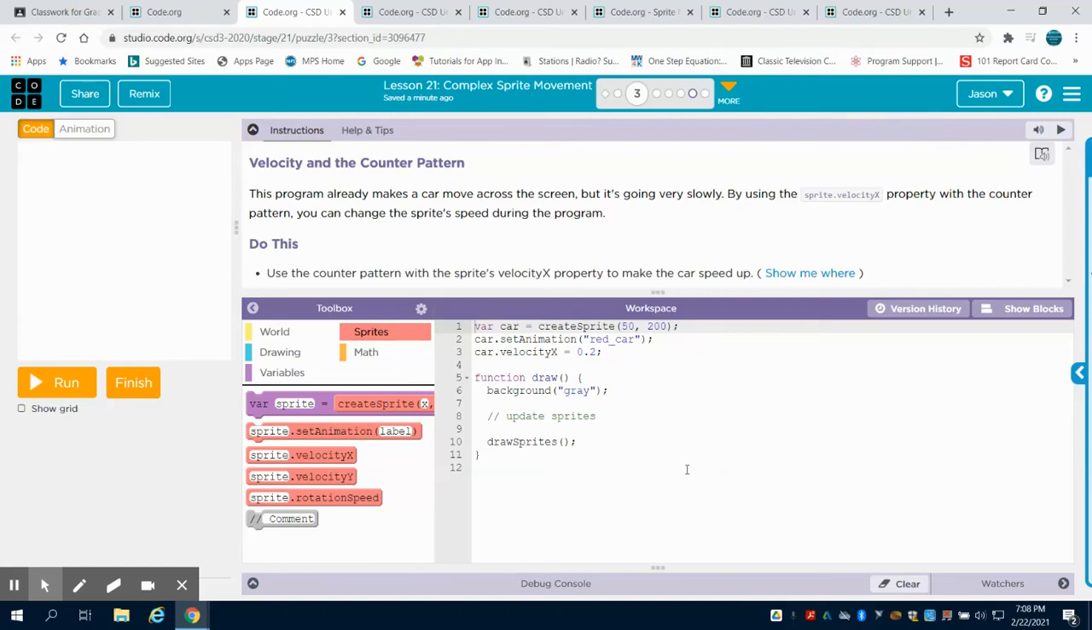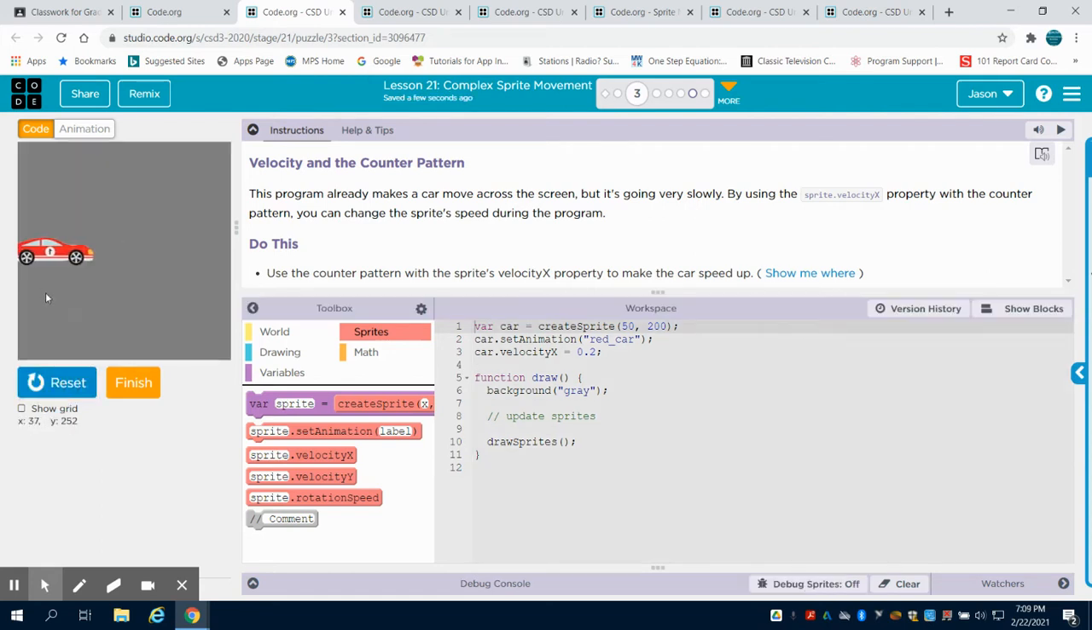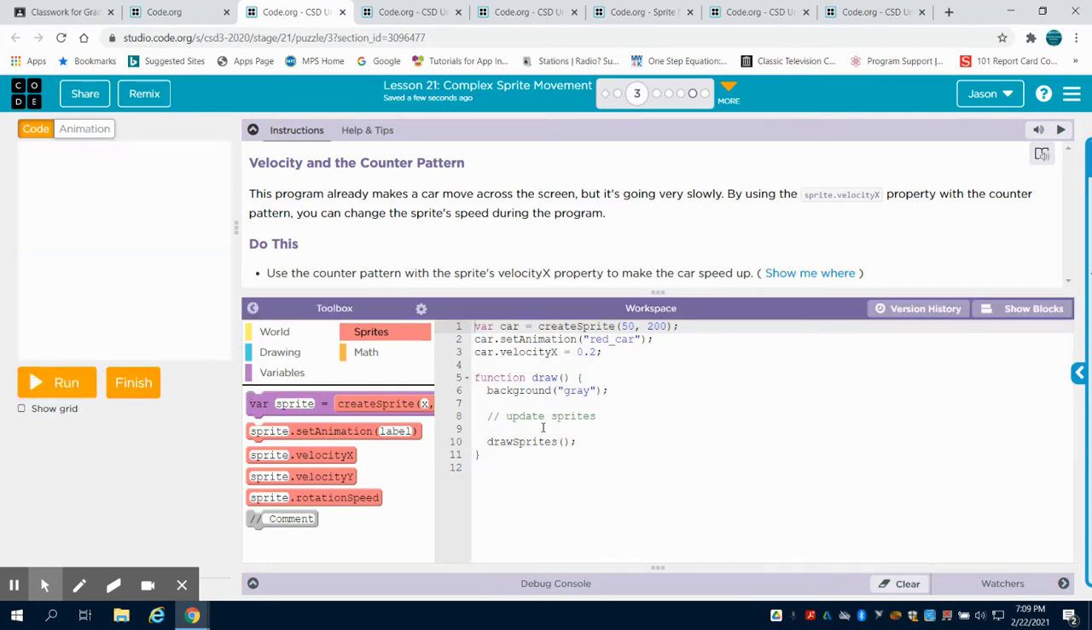In previous videos, we've taken a look at moving sprites using the velocity command and the counter pattern. Now what we're going to do is look and see how we can combine those. If we take a look here, we have our car's velocity. It's sitting at 0.2 right now. It's asking us to increase that speed.